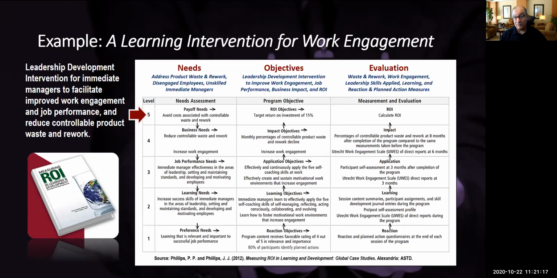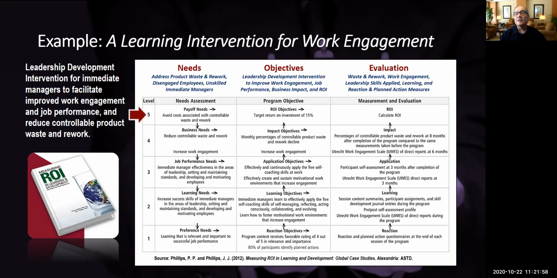So the payoff was the customer wanted to stop spending a whole bunch of money fixing or having to redo or put more materials into work that should have come out at the right level of quality to begin with. And the ROI objective here was to target return on investment at 15%, set pretty low. That was negotiated with the client. And ROI, measurement and evaluation across the board there.